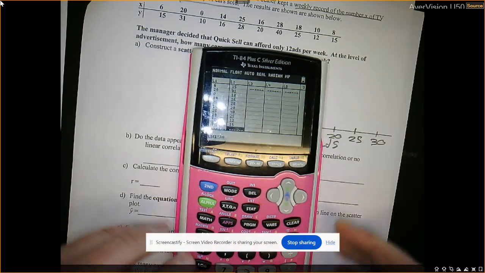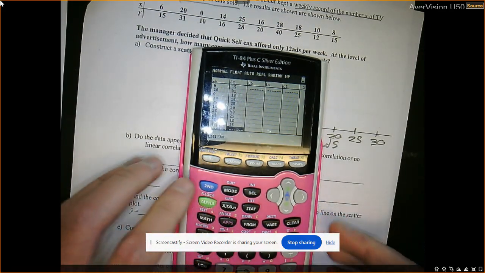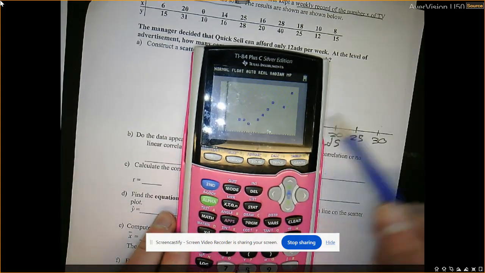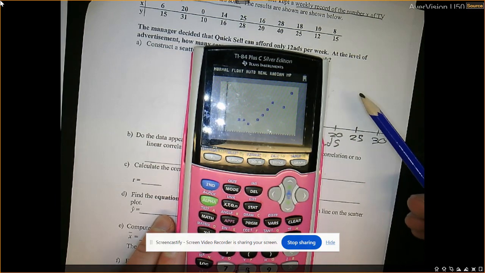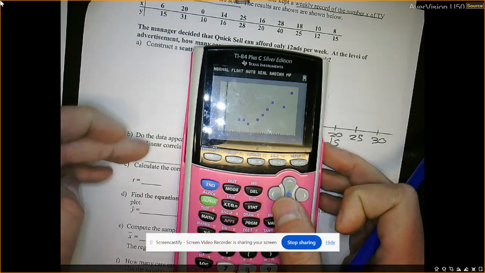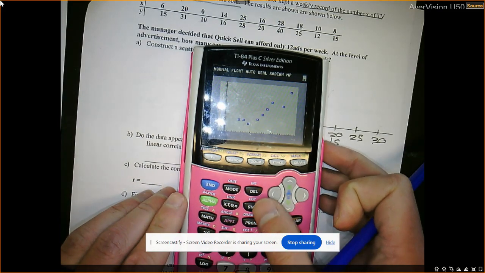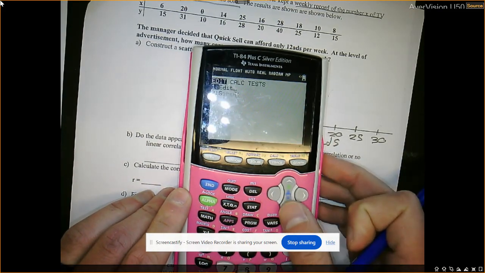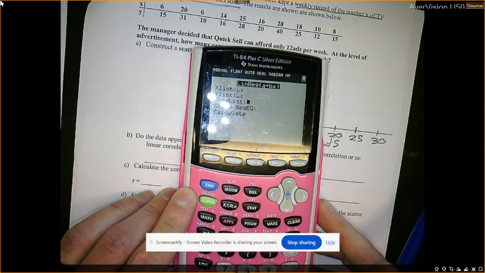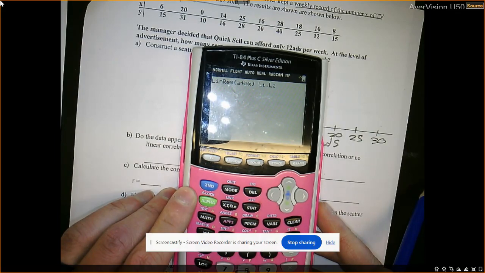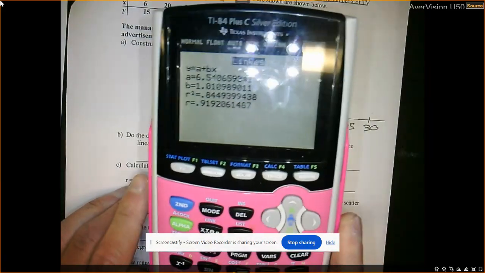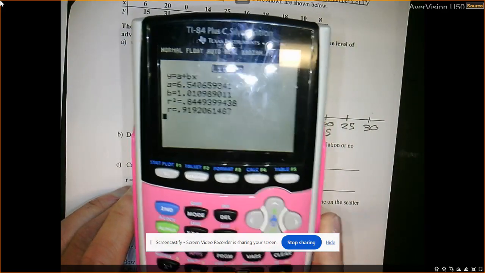Okay, got them all. Scan over to make sure we're looking okay. Looks good to me. I go zoom 9, which gives me that zoom stat. That's how your scatter plot should look, something like that. It's kind of cool to see that. Now when I want to find r, my line of best fit, and all of that, I go to stat, calc, 8, and enter through this to get all of my stuff. That's what you should have popping up on your calculator, and we're going to use that to answer the next few questions.